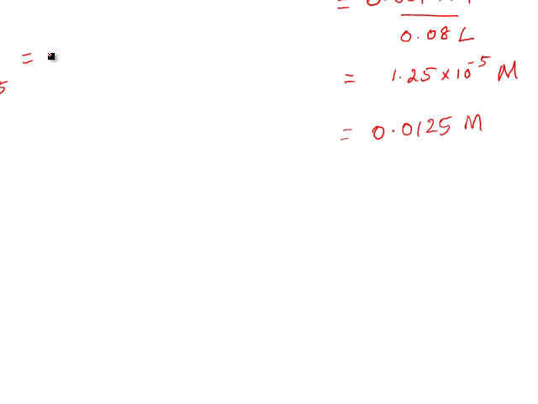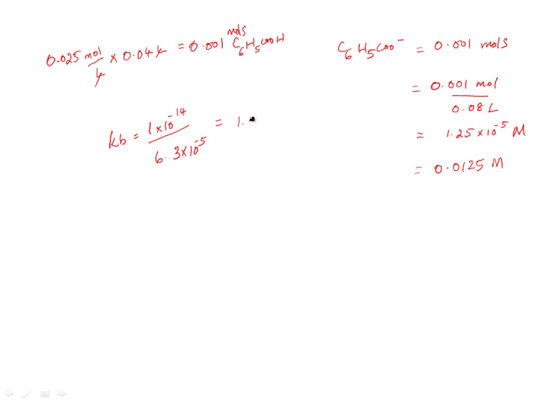Don't make the mistake this time, Jen. I'm trusting you. You are my backup plan. It's 1.59 times 10 to the power negative 10. Okay, that is the Kb.